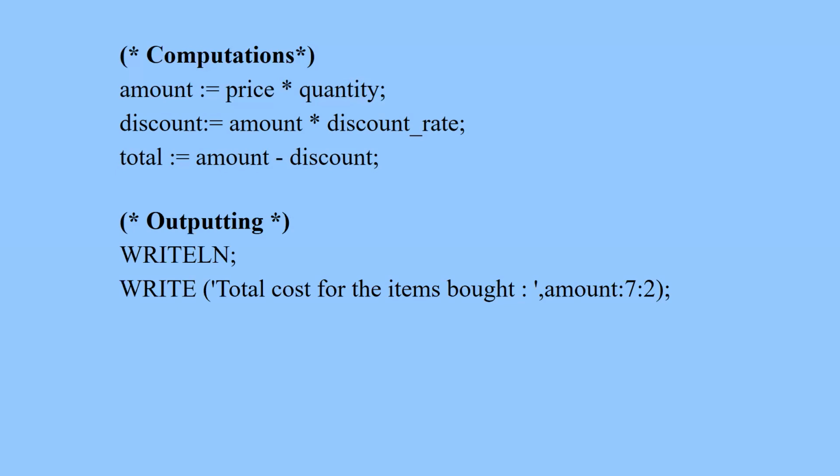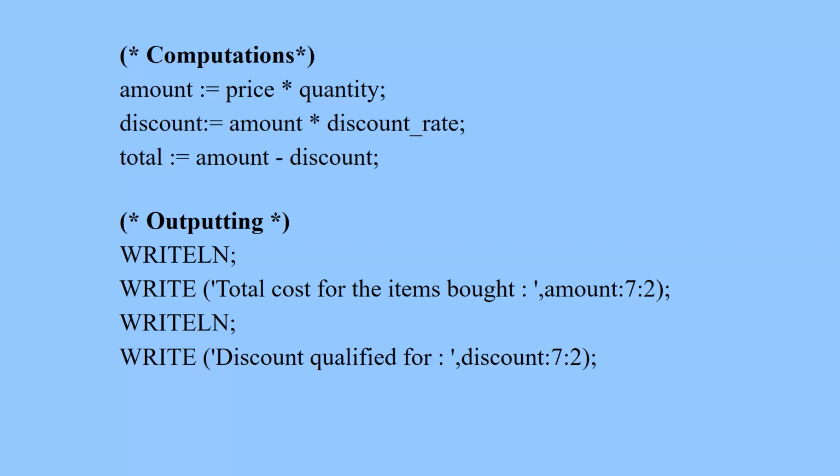Pick what is in the memory location called amount, and then ensure that the decimal point part does not exceed 2 characters and the whole number does not exceed 7. So if, for example, what is in the amount memory location is 100.42, then this statement will read as total cost for the items bought 100.42. Then write out an empty line. Other ones have one space, drop one line.